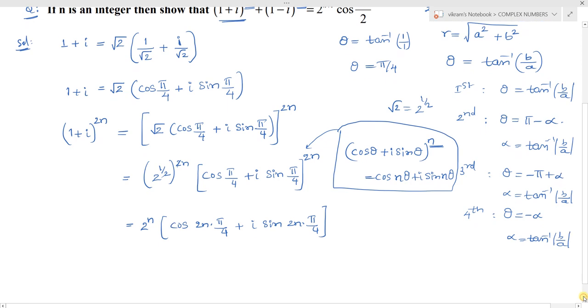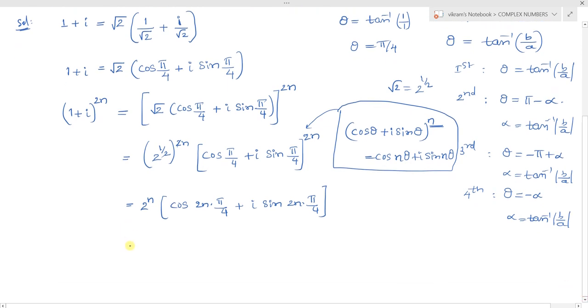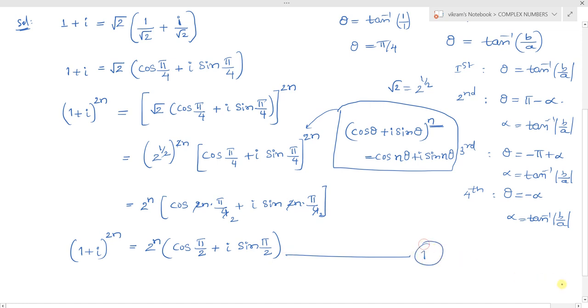Now what we obtain over here is 2 power n, and 2n into pi by 4 is pi by 2, so we can write this as 2 power n into cos pi by 2 plus i times sine pi by 2, which is the result of (1 plus i) whole power 2n. Let's call this equation 1.